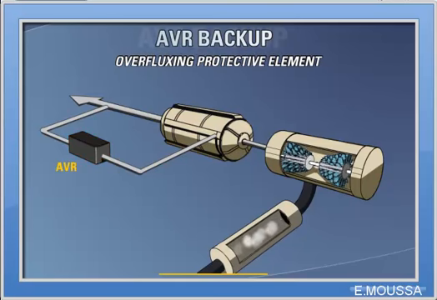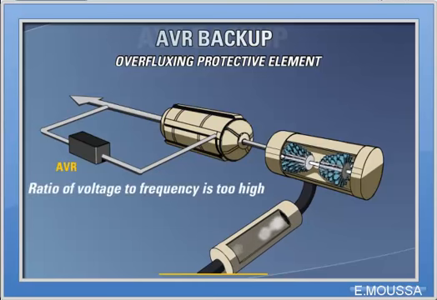The final backup element for the AVR we will discuss is the overfluxing protective element. Overfluxing occurs when the ratio of voltage to frequency is too high. The iron saturates due to high flux density and results in stray flux occurring in components that are not designed to carry it. Overheating can then occur that will result in damages. Either excessive voltage or low frequency, or a combination of both, can result in overfluxing. Overfluxing affects both directly and indirectly connected generators.